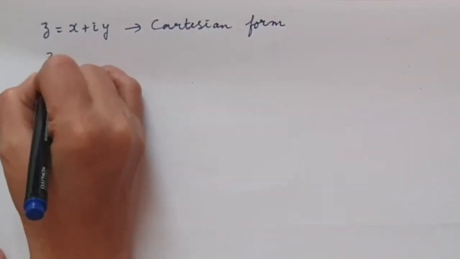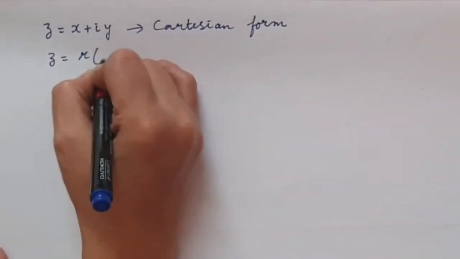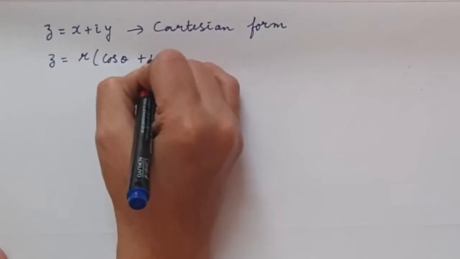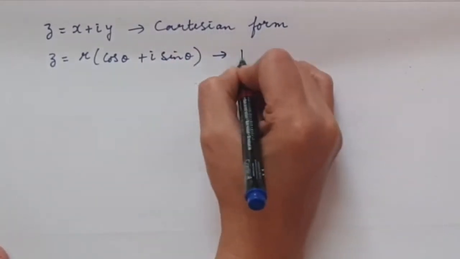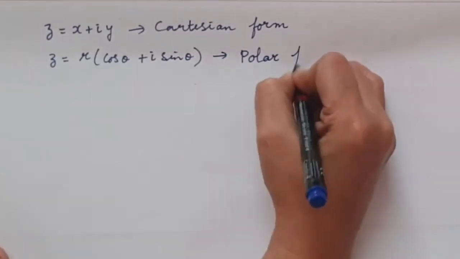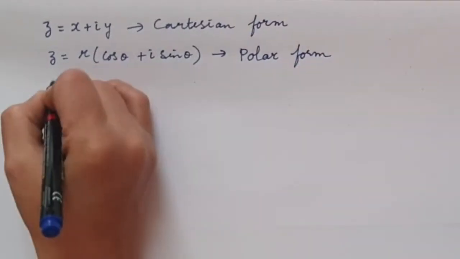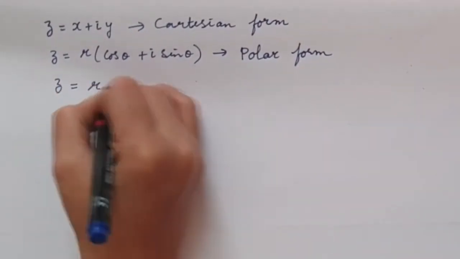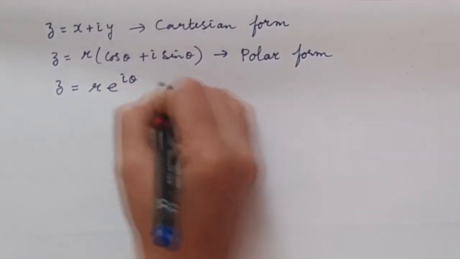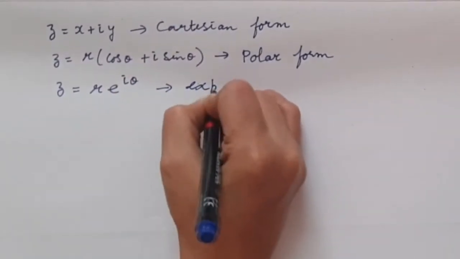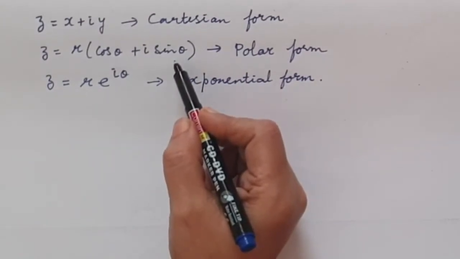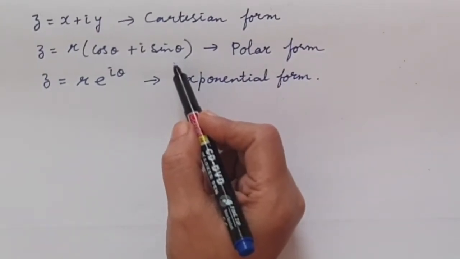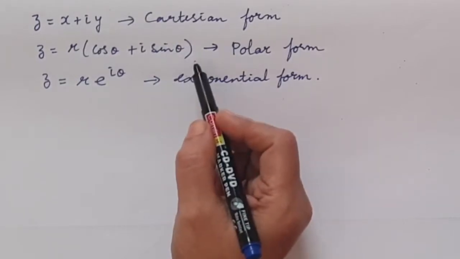The same thing if we write it as z equal to r cos theta plus i sin theta, then this is called polar form. And the same thing if we write it as z equal to r e power i theta, then this is exponential form. This polar form quickly leads us to an elegant geometrical interpretation of the multiplication of complex numbers.